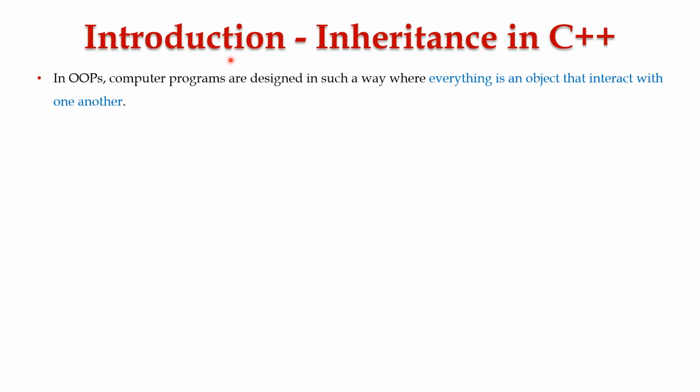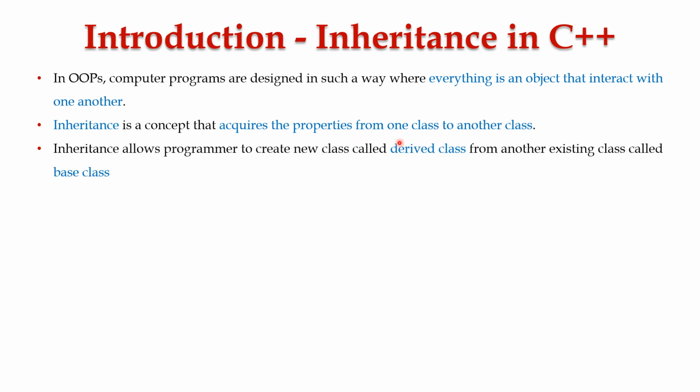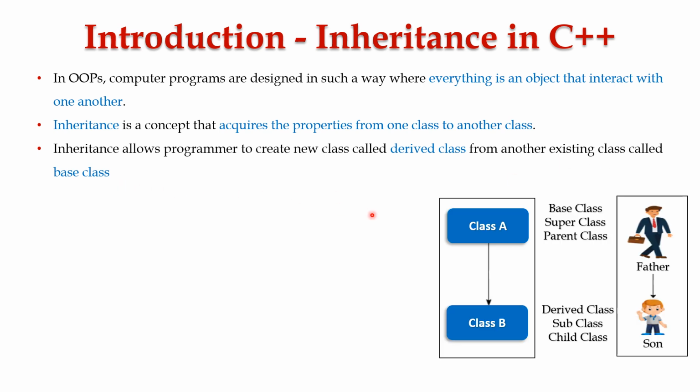As a part of introduction, we all know that in object-oriented programming, computer programs are designed in such a way that everything is an object that interacts with one another. Inheritance is a concept that acquires the properties from one class to another class. Inheritance allows programmers to create a new class, which is called a derived class, from another existing class, which is called a base class. You can see here, class A, class B. So class B is derived from an existing class, class A.